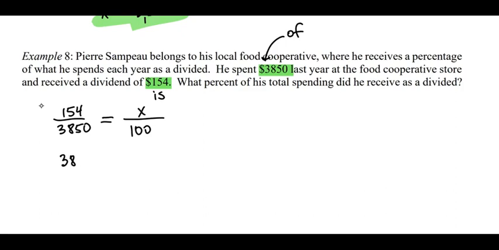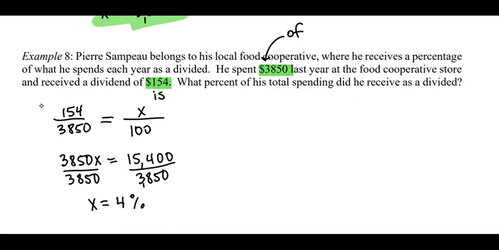So we need to find out what percent of 3,850 is 154. So we have 3850x equals 15,400. Then we're going to divide by 3850 on both sides. So we just need to find out what 15,400 divided by 3,850 is. And that is x equals 4%. So he got 4% back of everything that he spent on food.